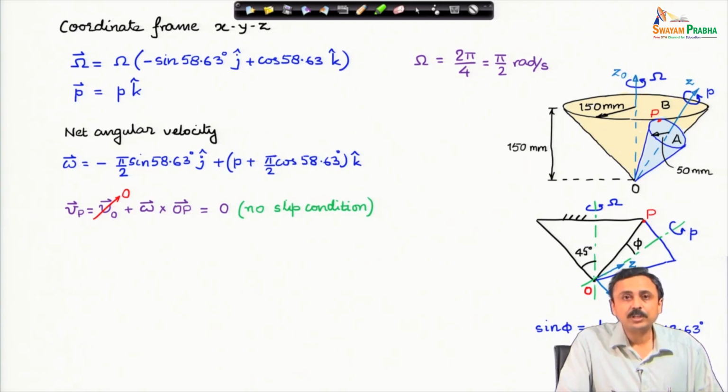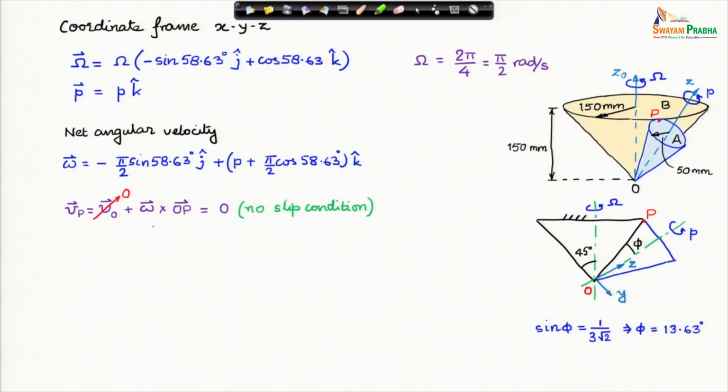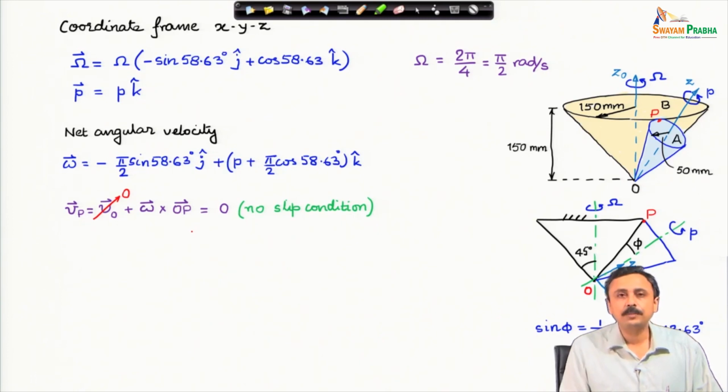Therefore, we are trying to express the no slip condition at P, no slip condition for cone A at P. P is a point belonging to cone A. Velocity of point P in terms of a convenient point O, whose velocity I know is 0: velocity of P is equal to velocity of O plus omega cross OP. There is no VREL because O and P belong to the same cone, cone A. Therefore, velocity of point P is equal to omega cross OP, and that must be 0. Velocity of O is already 0, therefore omega cross OP must be 0. This is the no slip condition.